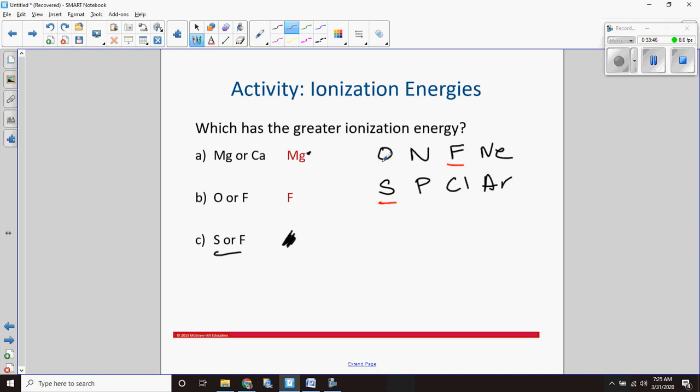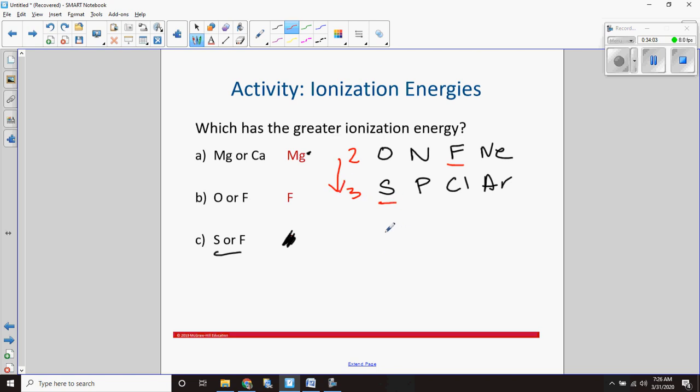So in the last problem, we said fluorine is going to have a greater ionization energy than oxygen because it has more valence electrons. Well, what about this? What's the difference between fluorine and sulfur? Well, sulfur is in the third period where fluorine is in the second. So this is a different situation.